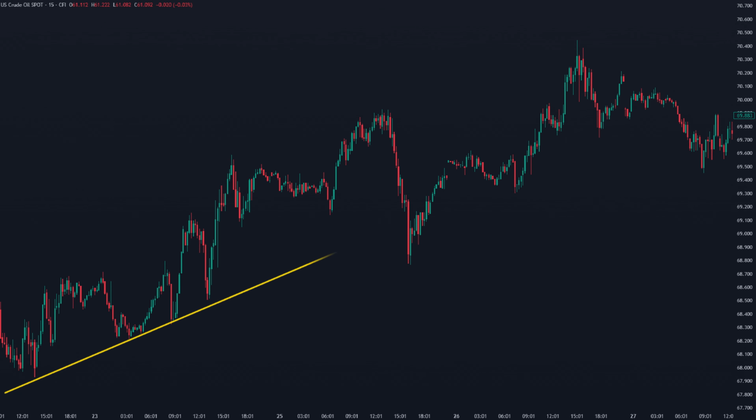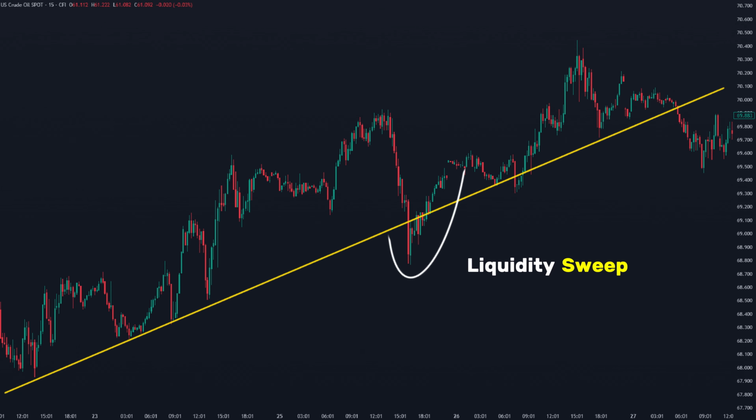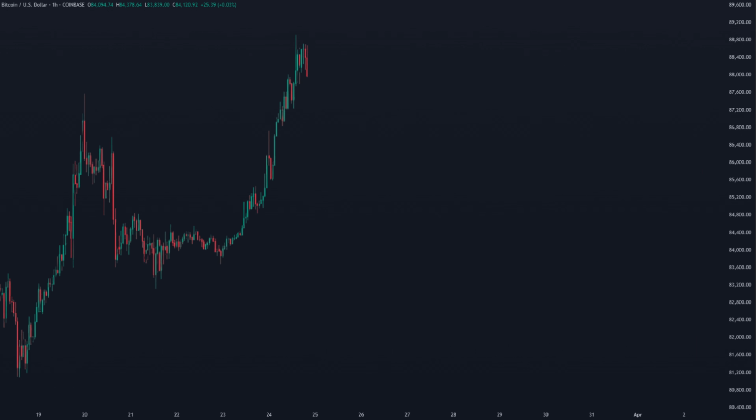Trend lines are lesser known to attract a pool of liquidity, but many traders place orders or stops along trend lines. Because so many traders use these same basic trade ideas, their orders get clustered, creating these juicy pools of liquidity.